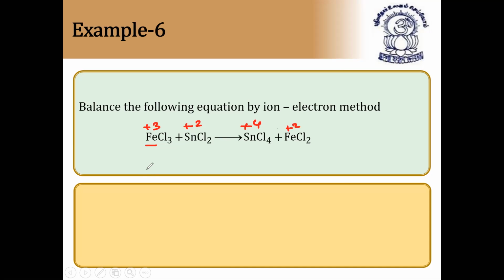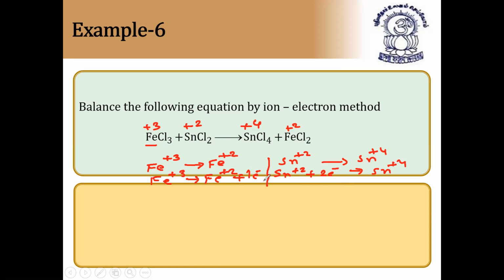So simply we'll write here Fe plus 3 changes to Fe plus 2 and Sn plus 2 changes to Sn plus 4. So simply we have to do like this, and you'll get the answer easily. Since this is a 1 electron change and this is a 2 electron change, Sn plus 2 should lose 2 electrons to become Sn plus 4. And Fe plus 3 should gain 1 electron to become Fe plus 2. Fe plus 3 plus 1 electron changes to Fe plus 2.